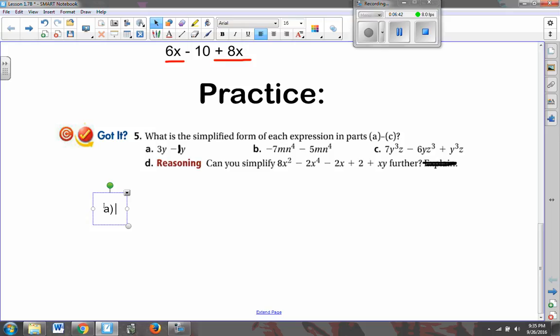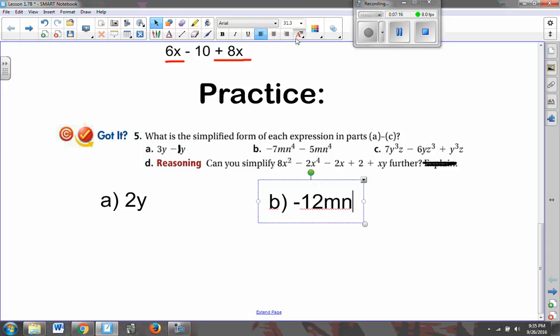In letter A, 3y's take away 1y, so we get 2y's. That is perfectly okay because those are like terms. They both have a y. In letter B, negative 7mn to the 4th and minus 5mn to the 4th. Well, the good news is both of those have mn to the 4th as their variable piece, so we can combine them. Negative 7 take away 5 more is actually negative 12mn, and then we'll raise it up to the 4th power.